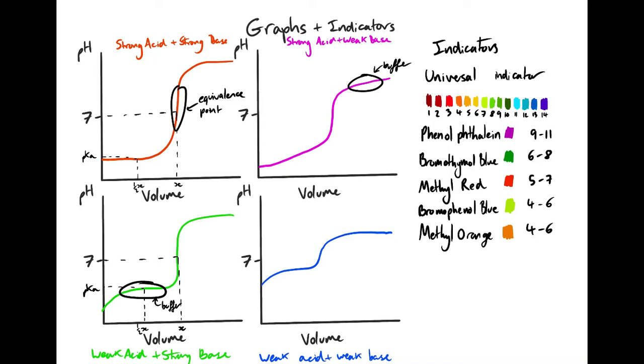You'll also need to know whereabouts these indicators are used. So obviously if you're doing a titration, you're going to need to use the correct indicator for your titration. Phenolphthalein won't work for a weak acid, weak base titration because it will be off the scale. Although it will work for a strong acid, strong base. So you've got to pick your indicator based off the type of titration you're doing.